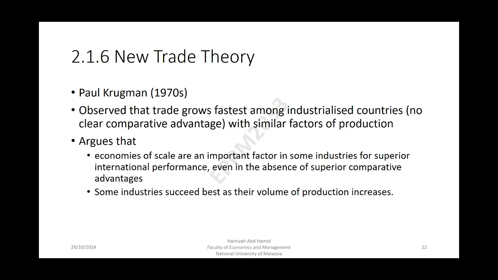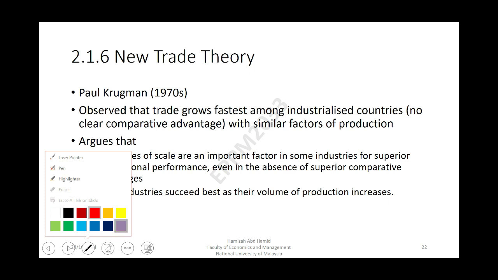New trade theory by Paul Krugman started in the 1970s. This is a theory that originates from the economics field. So according to him, he observed that trade grows fastest among industrialized countries. These countries have no clear comparative advantage. Raw materials not a lot, and maybe the climate is not so good, with similar factors of production. And he argues that economies of scale are an important factor in some industries for superior international performance, even in the absence of superior comparative advantages. And some industries succeed best as their volume of production increases.